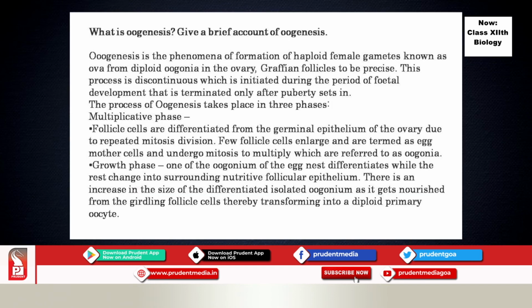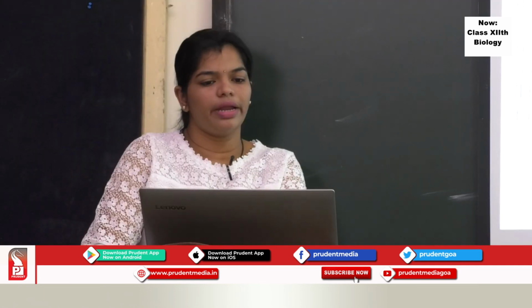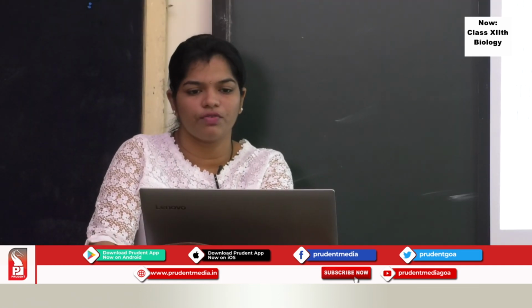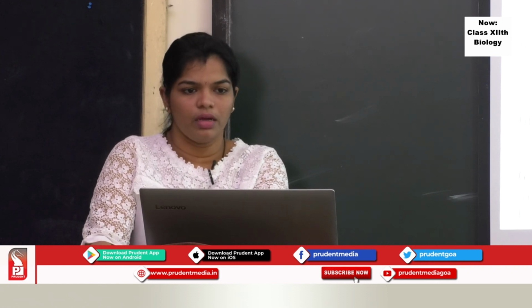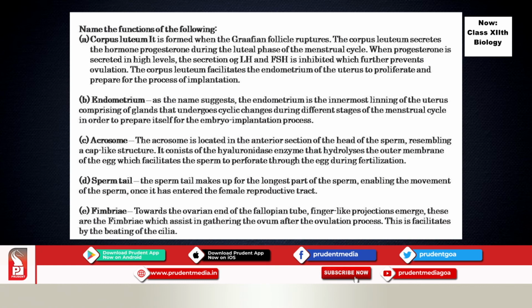Important, what is oogenesis? Okay, a brief account of oogenesis, right from the fetal stage, how the oocytes are formed, how it gets arrested, at which stage, meiosis 1, meiosis 2. So everything is included. This answer is there on 2 slides, students, and ends with the last part, that is the maturation phase of the primary oocyte. Then the functions of the following: corpus luteum, endometrium, acrosome, sperm tail, fimbriae. All these functions are important, what they are involved in the process of reproduction.